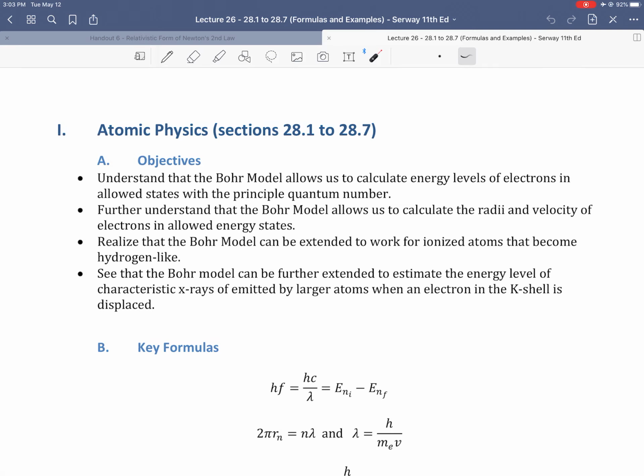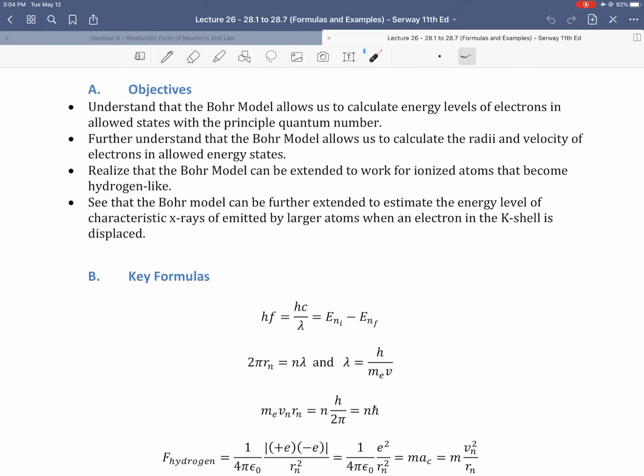We're going to realize that the Bohr model can be extended to work for ionized atoms that become hydrogen-like. So a hydrogen-like atom is an atom that has how many electrons? 1, right? 1 electron is a hydrogen-like atom. And it turns out that the Bohr model really only works well for hydrogen-like atoms.